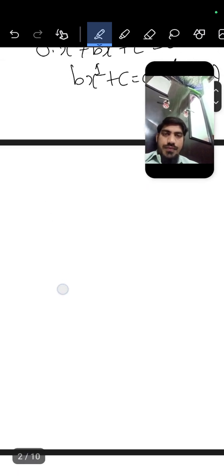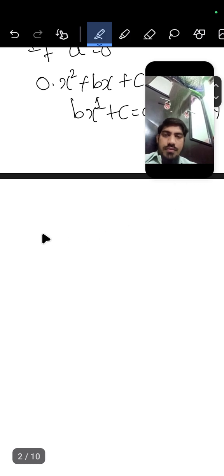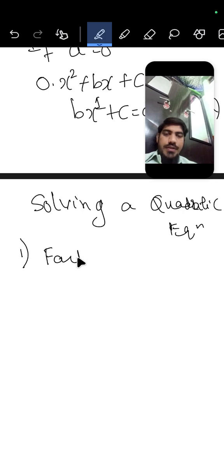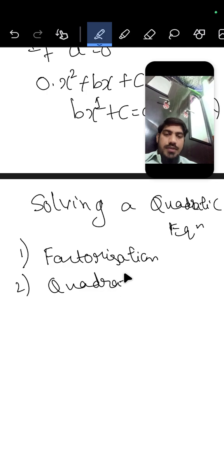Now, how to solve this one? Solving a quadratic equation. You have two methods. The first one is factorization, and the other one is using the quadratic formula. Factorization and quadratic formula.